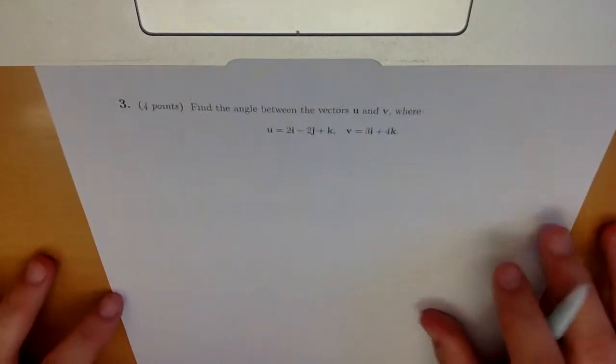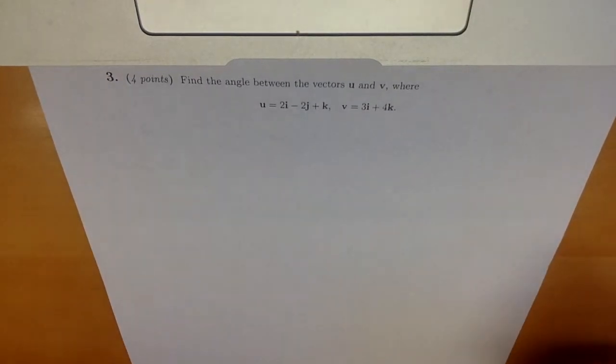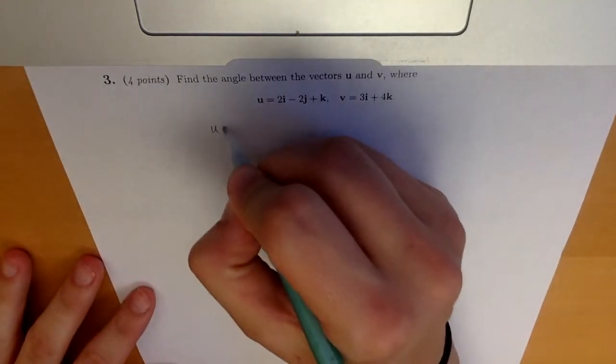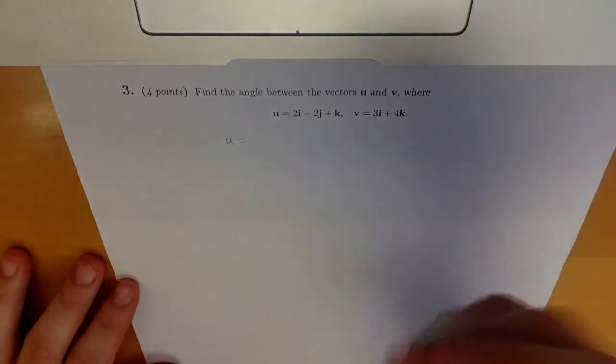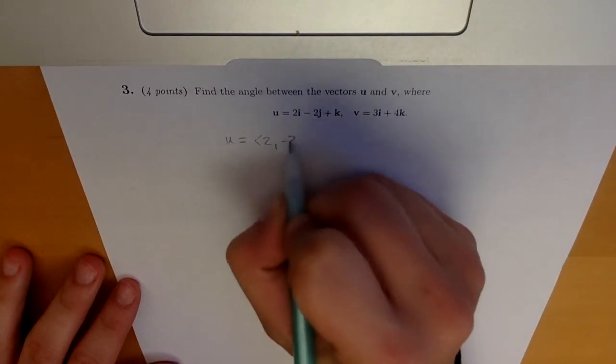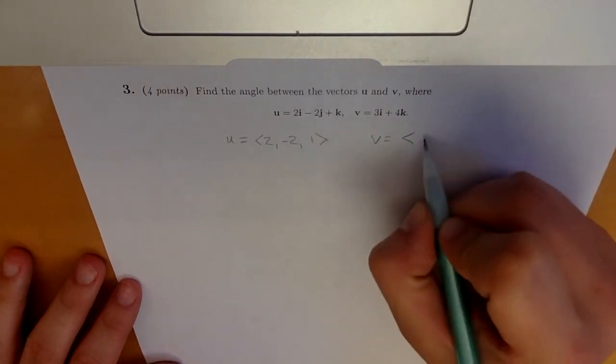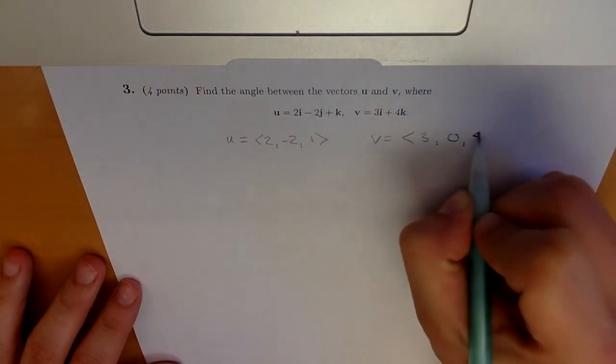Now the third problem says, find the angle between the vectors u and v, where u equals 2i minus 2j plus k, and v equals 3i plus 4k. Now I'm going to rewrite these into the vector form that I like. So u is equal to <2, -2, 1>, and v is equal to <3, 0, 4>.